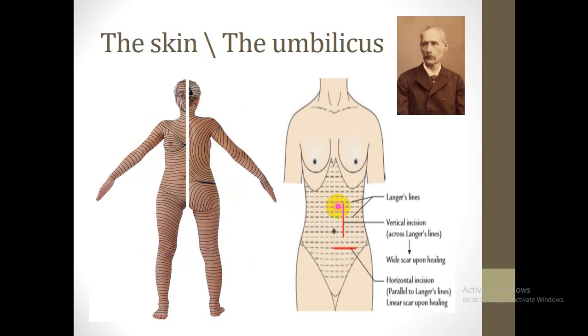So when the surgeon makes a vertical incision to Langer's lines, it will heal with a bad and ugly scar. But when he makes a horizontal incision in the anterior abdominal wall, it will heal with a linear and soft scar.